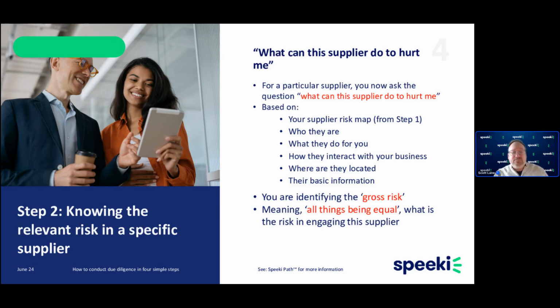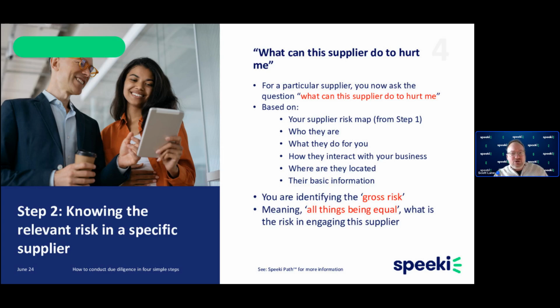We're now saying, well, we know that there are some general kinds of gross risks. We've worked out that someone in this industry, in this country, doing these things with this size and complexity has these general kinds of risks. But now what about this supplier? Do they match that risk or have they done something to reduce that risk?